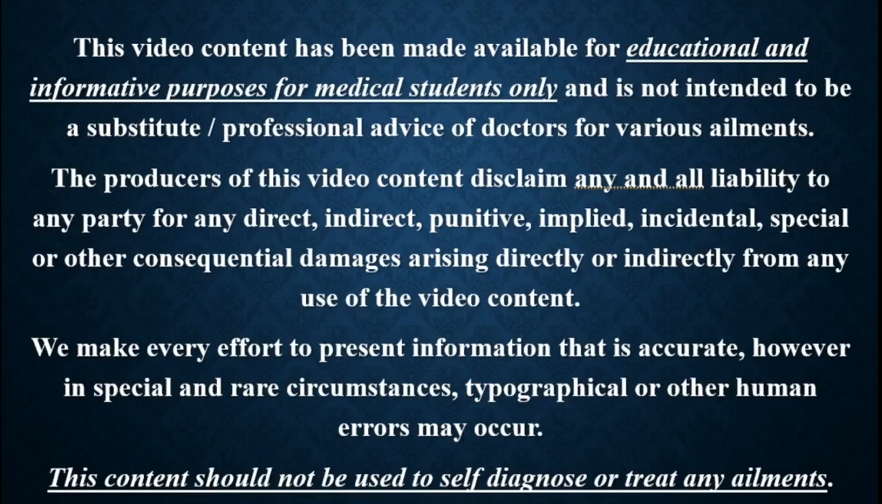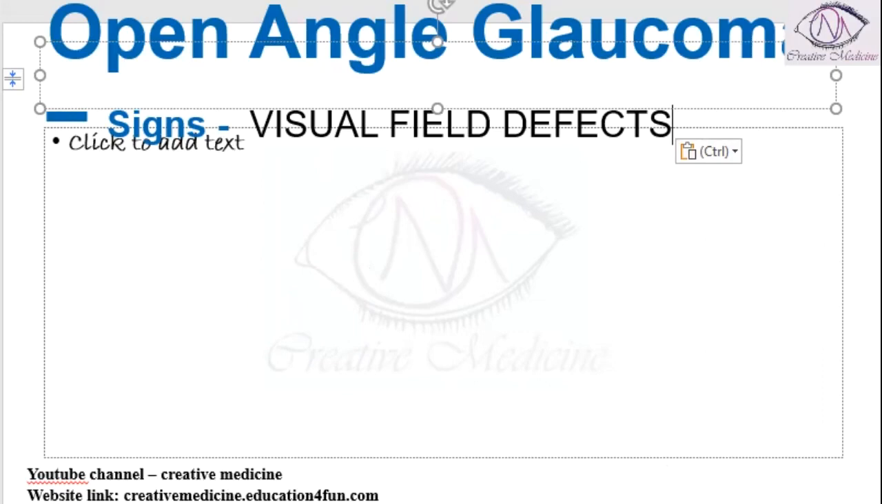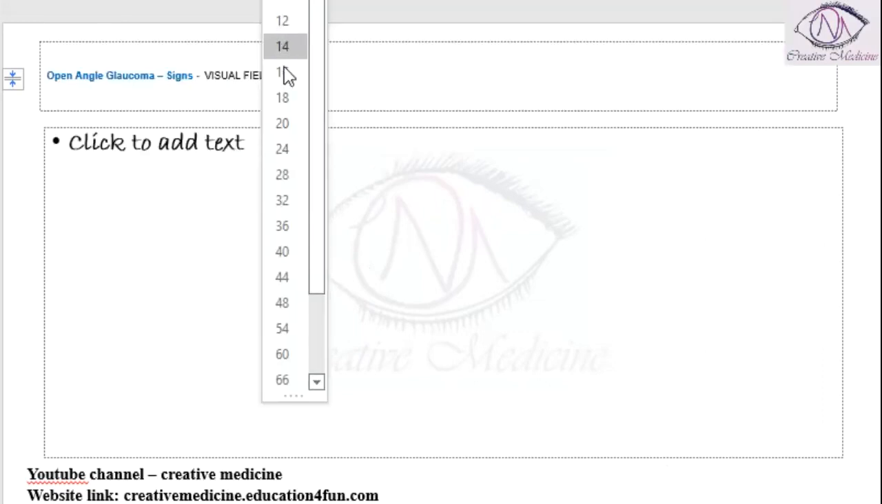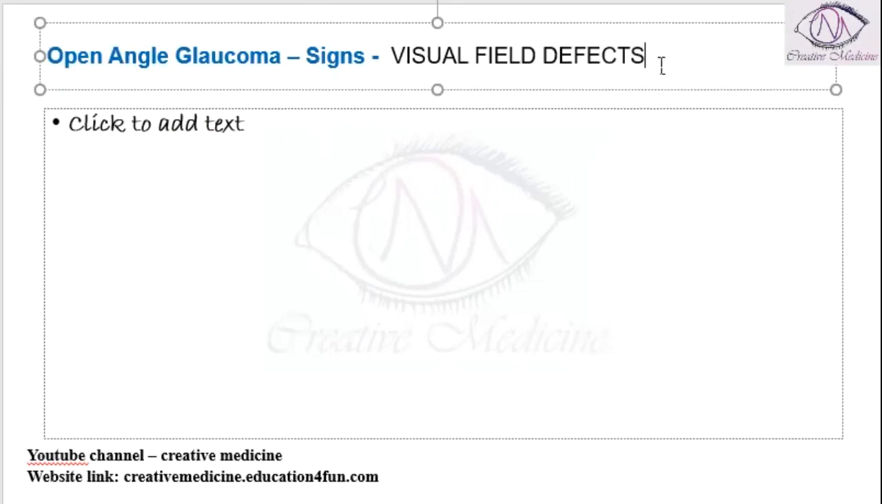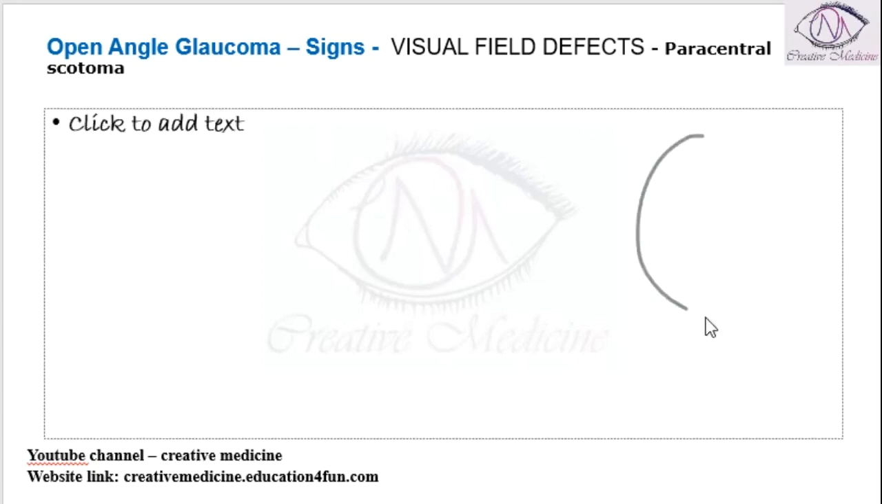In this lecture, we will learn about the next visual field defect. The next visual field defect in open angle glaucoma is actually a paracentral scotoma. Right. In paracentral scotoma, if this is the visual field, here you will see that a small ring-shaped scotoma will occur either above or below the blind spot.